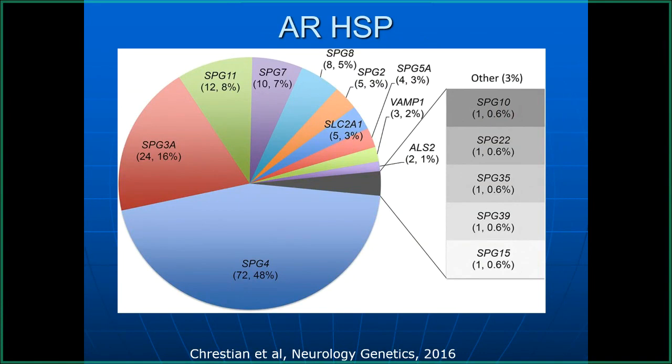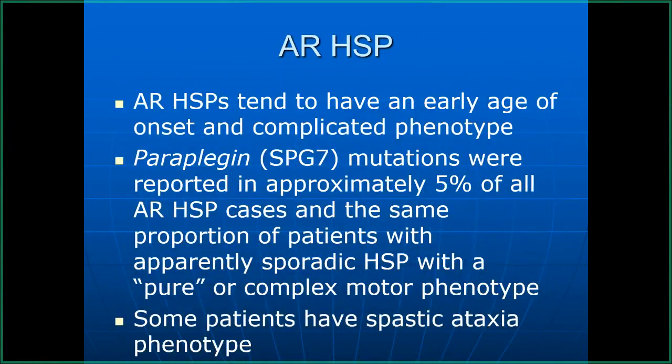Again, it's a very busy pie chart, because it's so heterogeneous. Of course, you see big chunks of SPG4, SPG3, which are dominant. Recessive disorders would be about 25% of all of them. But none of them are very common. As I said, they tend to have a relatively early age of onset and complicated phenotype. Paraplegin, SPG7, which was one of the first genes reported, is actually maybe 5% of all of them, so this is probably the most common.